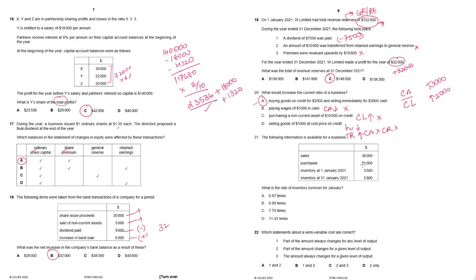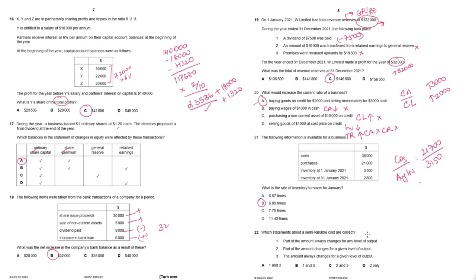The following information is available for a business: sales, purchases, opening and closing inventory. What is the rate of inventory turnover? Formula is cost of sales upon average inventory. Cost of sales is opening 3,500 plus purchases 21,000 minus closing 2,800. So 21,700 divided by average inventory, 3,500 plus 2,800 divided by 2. So that makes it 3,150. 21,700 divided by 3,150 is 6.89 times. 21B.